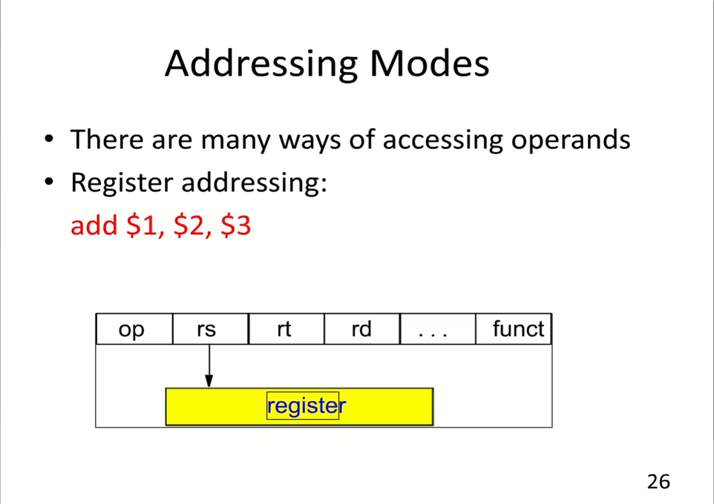The most straightforward addressing mode is the register addressing mode. We've already seen many examples of this where we simply include a field in the instruction. In the case of MIPS, these are 5-bit fields that specify a register number, and we access the operand simply by indexing into the register file at that offset.